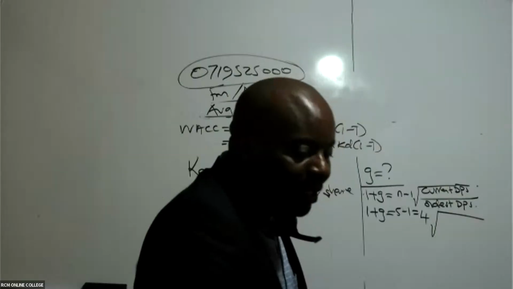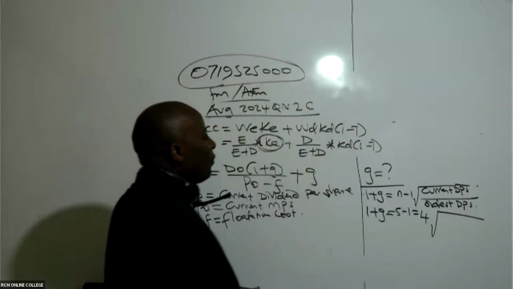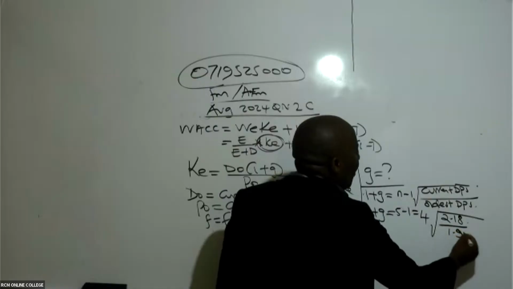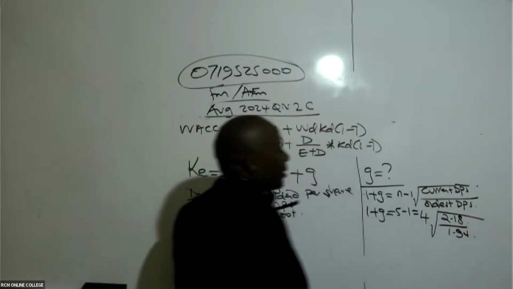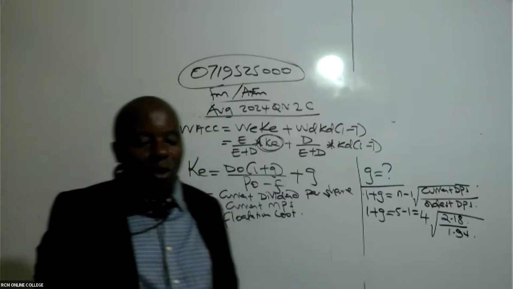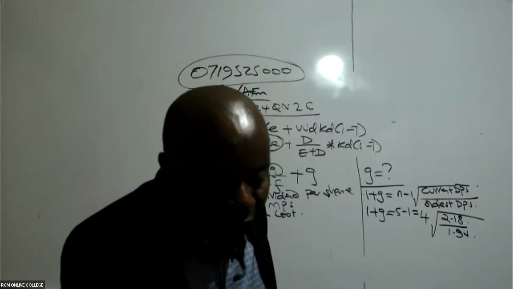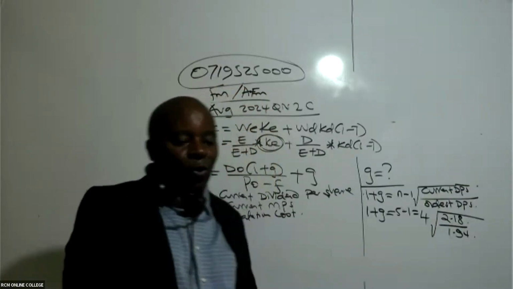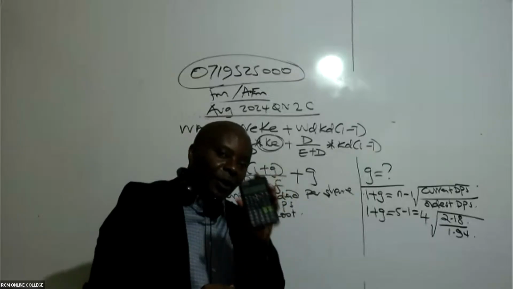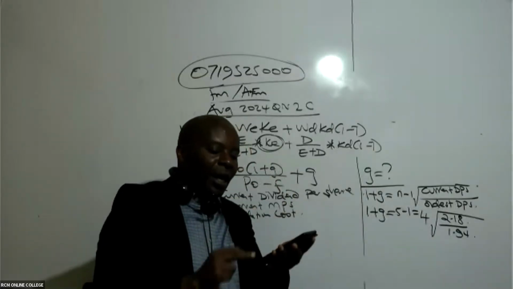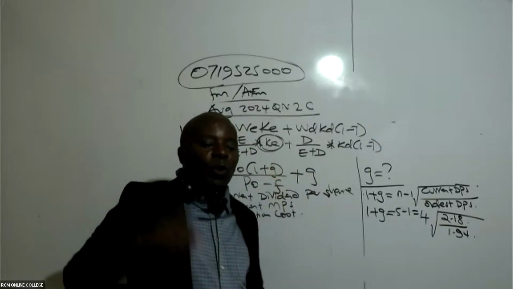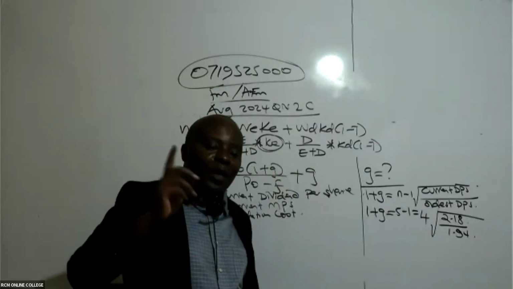So you take the current dividends, 2.18 divided by 1.94. Then all of us must be able to know how to compute this fourth root. How do we get the fourth root? I'll put my calculator on, and first of all, you start by pressing 4. And then you look for a button written there, raised to.